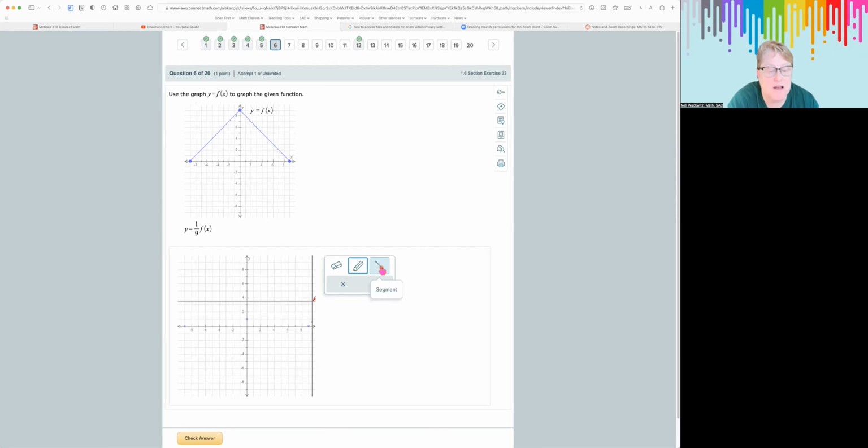Now we're going to use this segment tool. And it really helps to have the points already plotted before you use the segment tool. You just click on one point and then click on the next point. I used the pencil to graph the points. Okay.